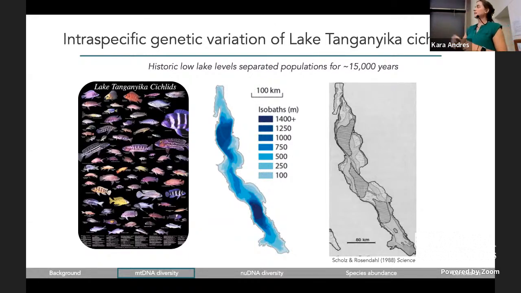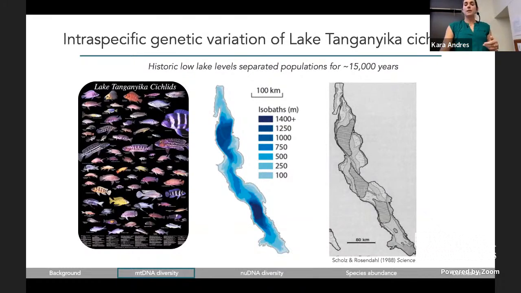What I'm showing here is the historical shoreline of Lake Tanganyika, and in the dark gray, you can see those three distinct subbasins. They were physically separated for a period of about 15,000 years. So even though lake levels are now higher and these populations could mix their genetic material, we might expect to see a legacy of this historical physical separation of the subbasins.